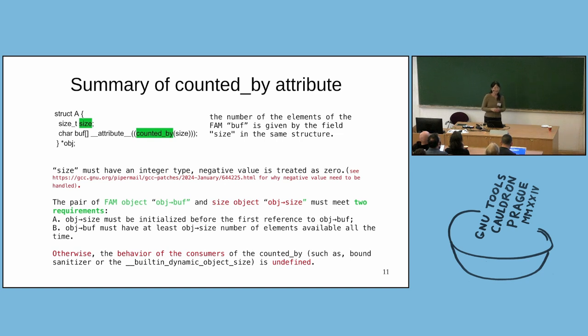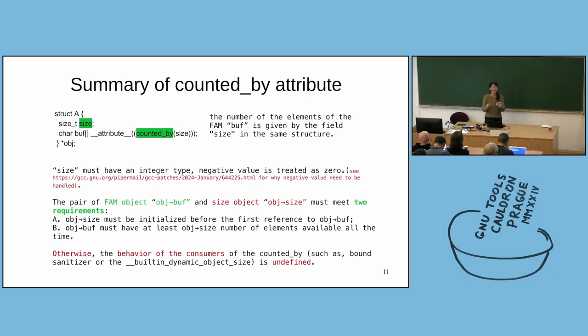So they can refactor their code to eliminate this requirement. But handling it in GCC is not hard, so I handle it by treating a negative value as zero. And then we have two requirements, the requirements for the pair of the two objects.